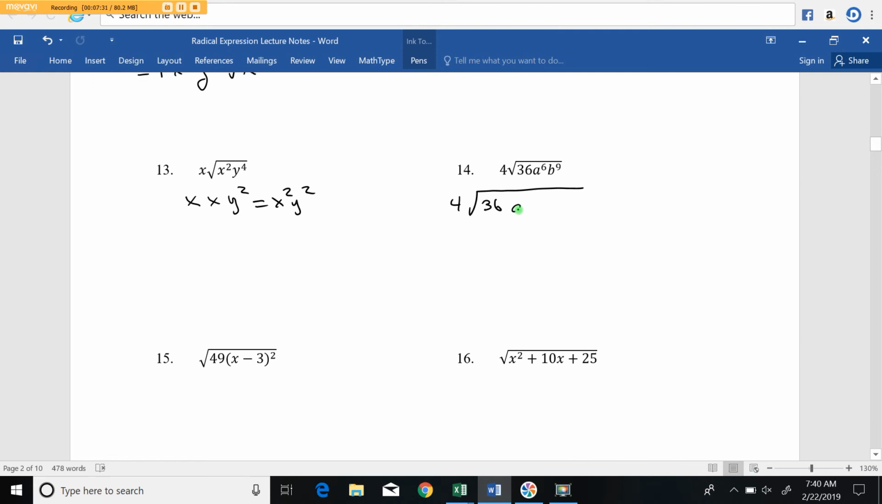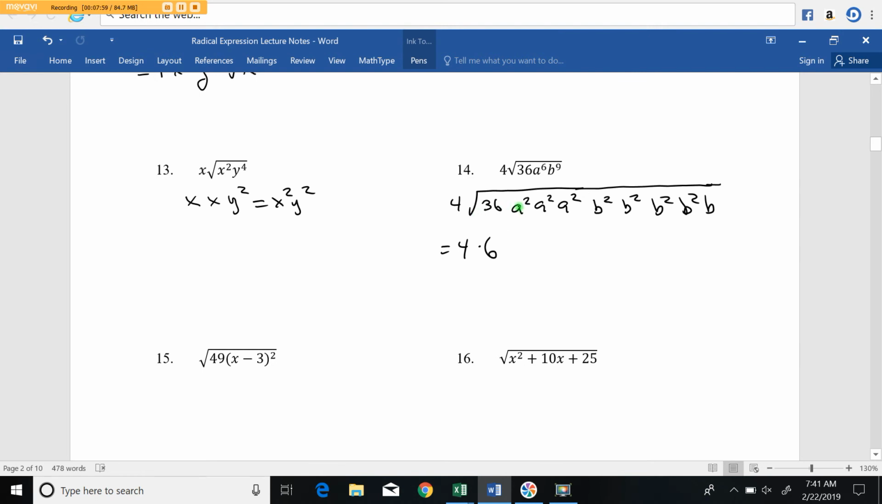This a to the 6th can be written a squared times a squared times a squared. This b to the 9th can be written b squared times b squared times b squared times b squared. That's 2, 4, 6, 8, and one more. I know this method is a lot of writing, but I do like how it shows very nicely how these simplify. All right, so this is going to equal 4 times, right, square root of 36 is 6.